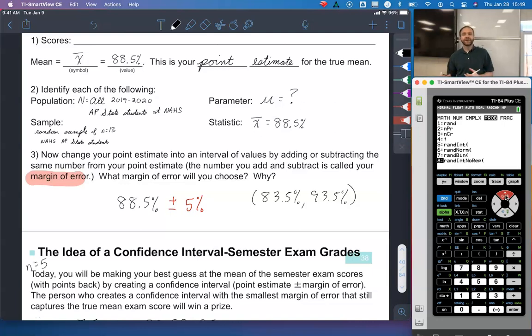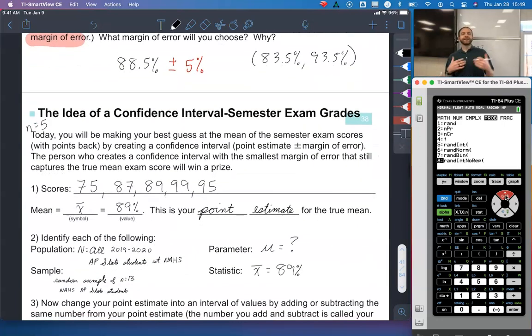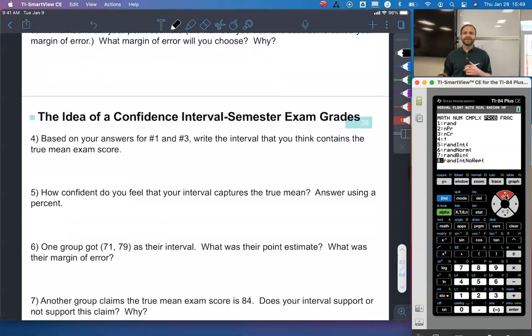I could even do it if I selected 5. Then I went through and did 5, and in that case, I got 89. So maybe I think 89 is too high. And if 89 is too high, I want to make sure I have a margin of error that goes down below what it is. But let's just go to the rest of them.